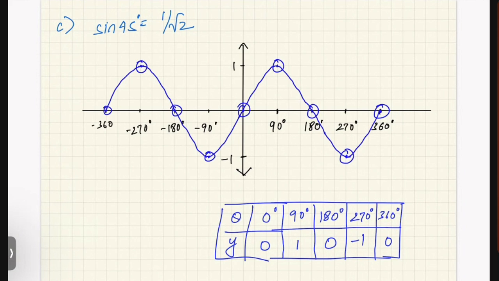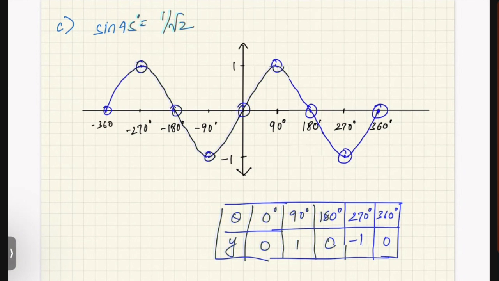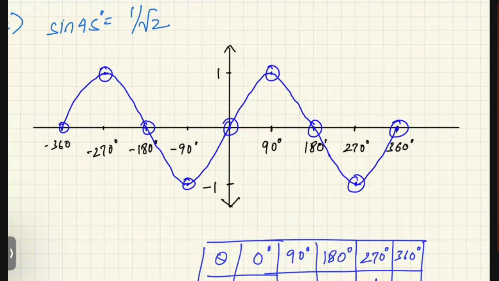Now, starting with 45 degrees, where will it be? 45 degrees will be exactly in the middle. How much value is it giving you? 1 by root 2. How much is 1 by root 2? Check the calculator. Root 2 is 1.414. So 1 divided by 1.414 gives approximately 0.7.